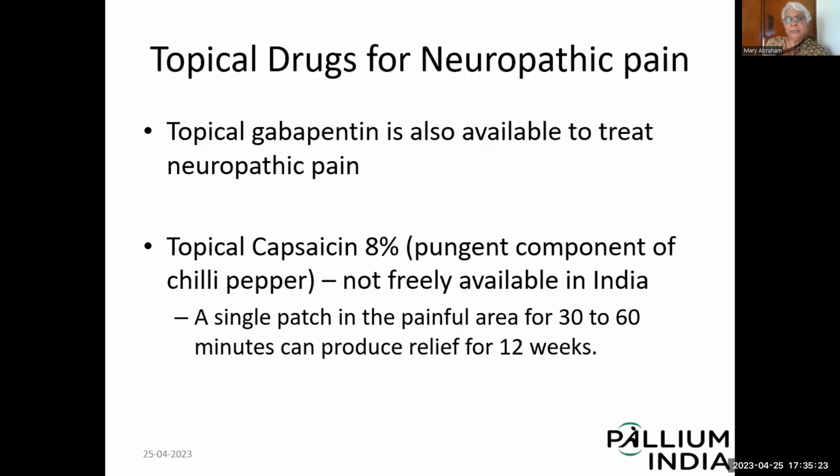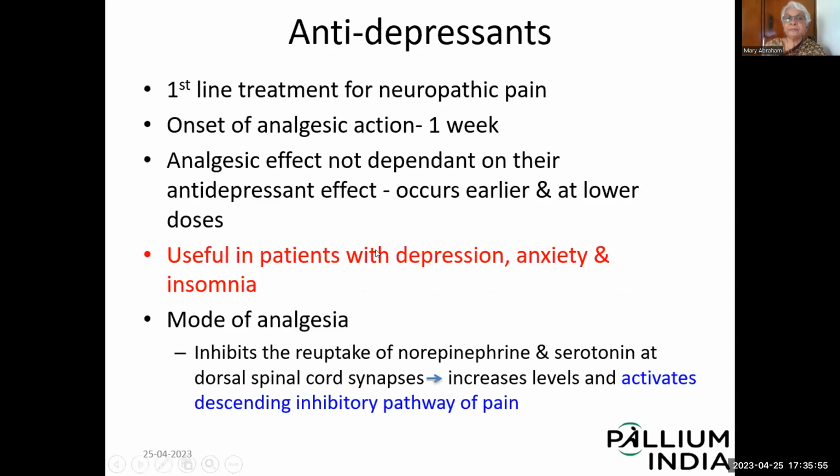Now, there are topical drugs that can be given for neuropathy. One is topical gabapentin, which is now available, and you can also use topical capsaicin. Capsaicin is a pungent component of chili pepper, not freely available in India. Now, capsaicin patches are available, and a single patch can produce pain relief. You apply it for 30 to 60 minutes, and it produces pain relief even up to 12 weeks, they say, with 8% capsaicin.